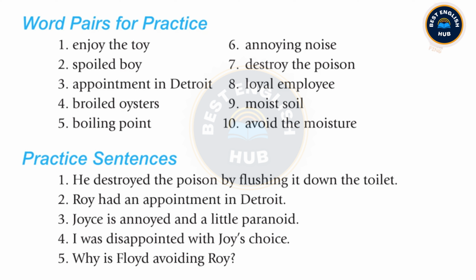Sentences for practice. He destroyed the poison by flushing it down the toilet. Roy had an appointment in Detroit. Joyce is annoyed and a little paranoid. I was disappointed with Joy's choice. Why is Floyd avoiding Roy?